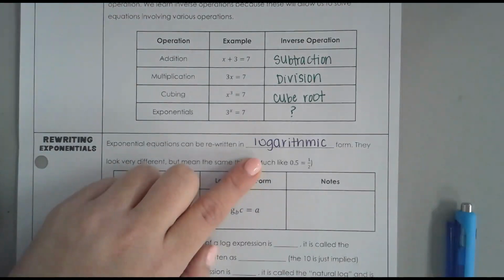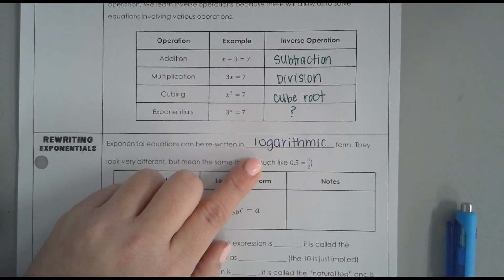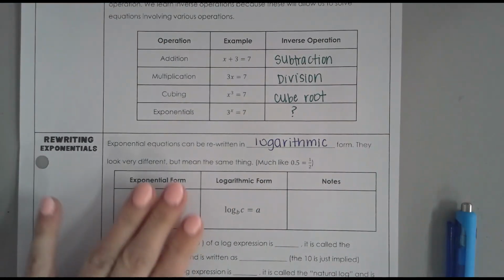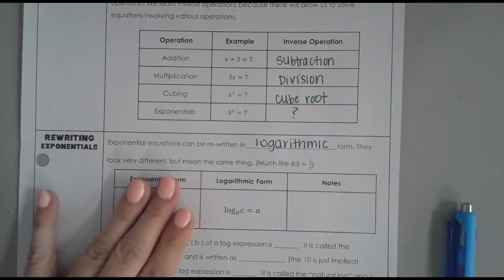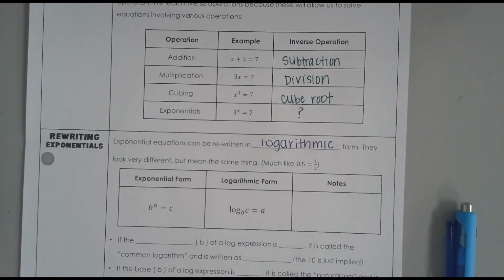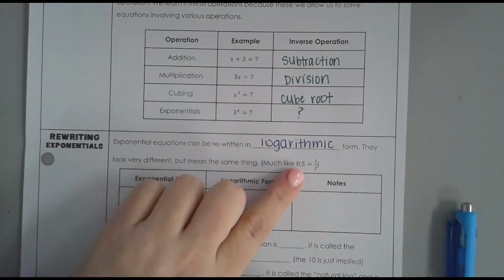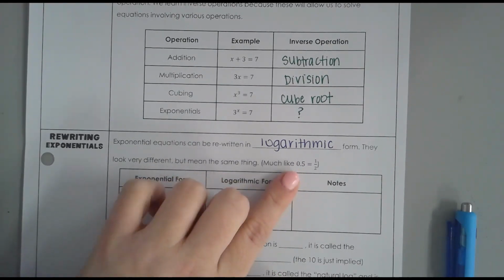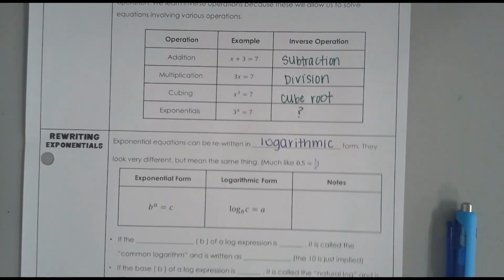Logarithmic form, logs. They look very different. So having 3 to the x, when I rewrite it in log form, they don't look anything alike, but they mean the same thing. You have 4 quarters, you have a dollar bill. Very, very different, but they are equivalent. Same thing, 0.5 and 1/2 don't even have the same numbers. One has a decimal, one's a fraction. Very different, they mean the same thing.